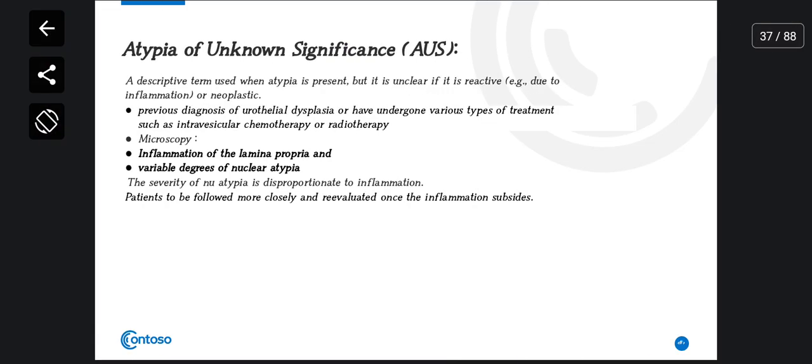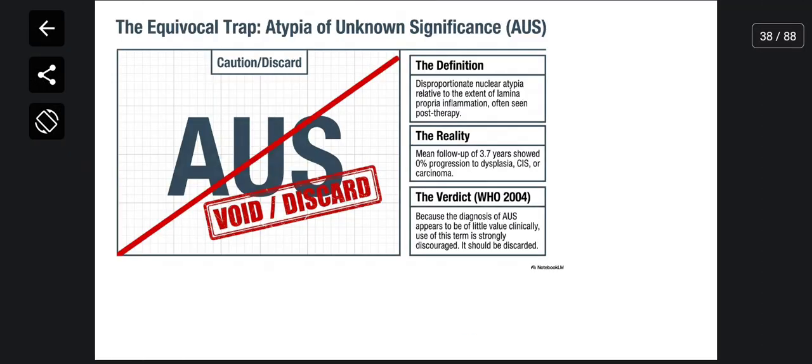There is one more term called atypia of unknown significance, where there is inflammation of the lamina propria, but the degree of nuclear atypia is not matching up to that. It's not matching the picture, so we call that atypia of unknown significance. But it should not be used. We have to try hard not to use it.